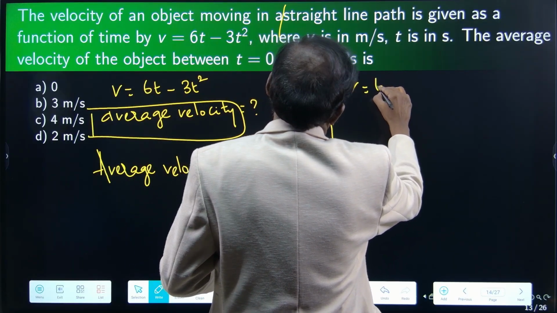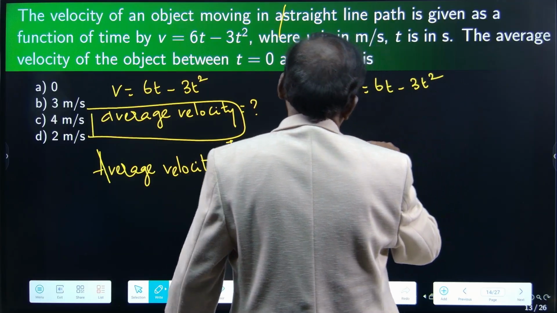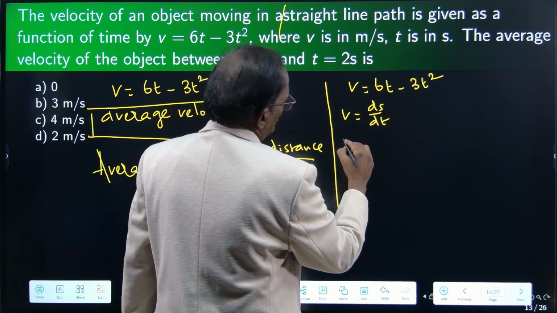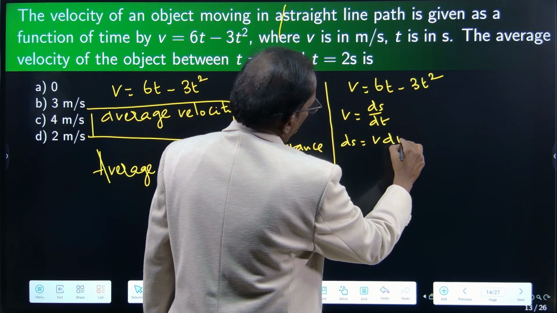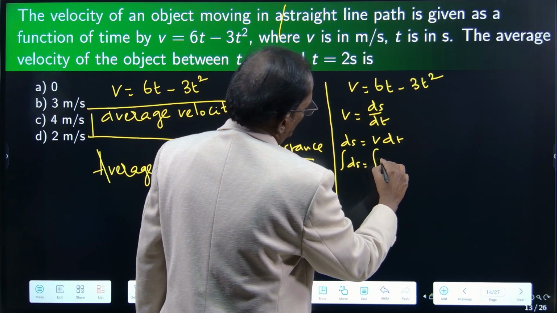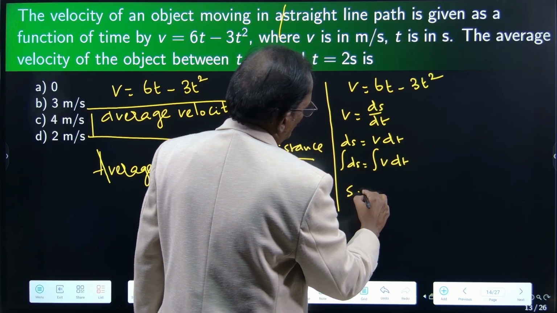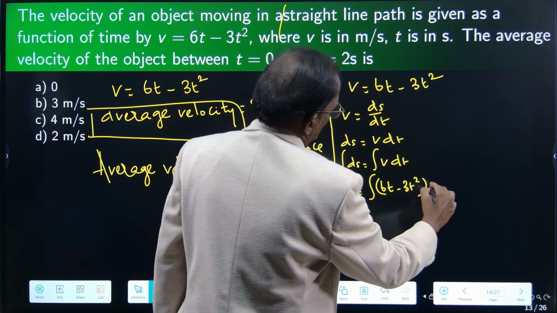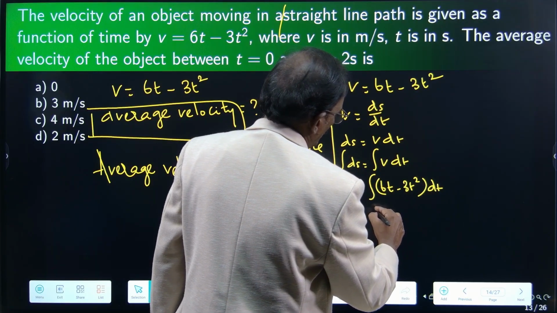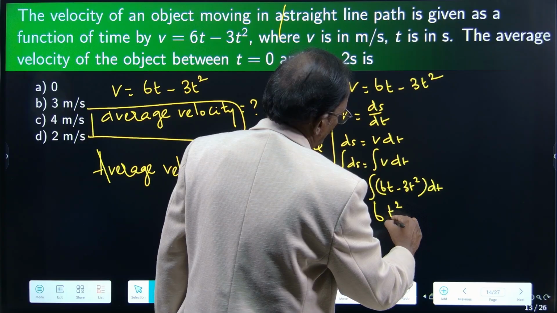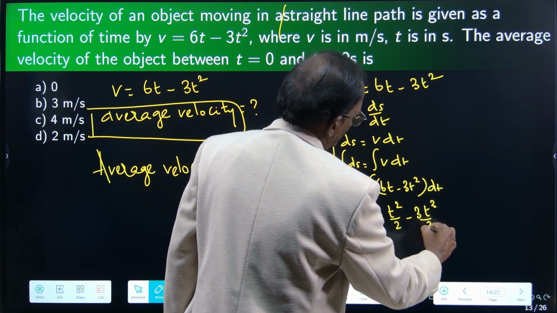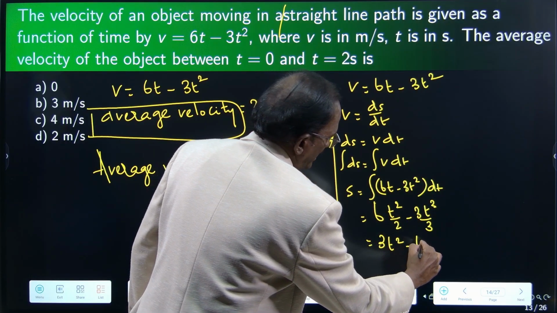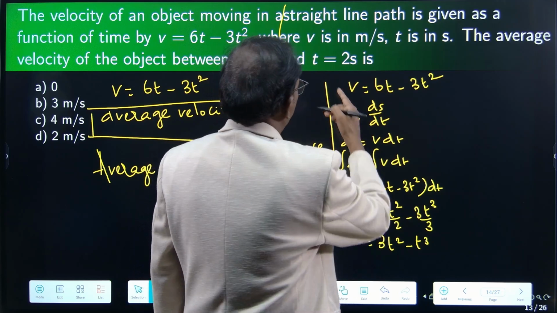So we first find s. v = 60 - 3t², and v = ds/dt. This is the expression, so ds = v dt. The integral of ds is equal to the integral of v dt. s = the integral of (60 - 3t²) dt. So 60t²... 6t²/2 minus 3t³/3. So this is 3t² minus t³. It is 0 to 2 seconds.